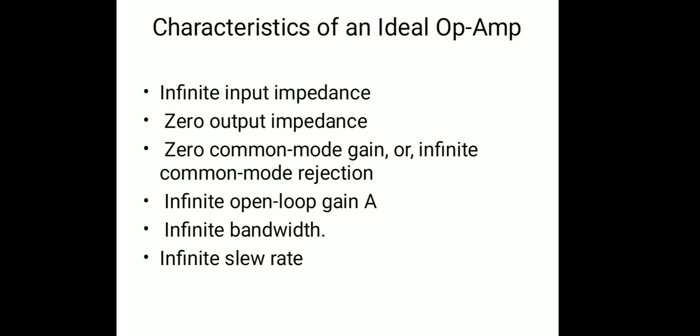These are the characteristics of an ideal operational amplifier. Like infinite input impedance, we want it so as to have the minimum loading effect of the previous stage. Zero output impedance and the infinite CMRR. Infinite CMRR is required because we want the differential gain to be maximum, but at the same time the common mode gain to be minimum, so that our noise is cancelled out. Infinite loop gain, infinite bandwidth, and lastly the infinite slew rate. The infinite slew rate corresponds to the faster switching or the faster response of my circuit to the input signal.